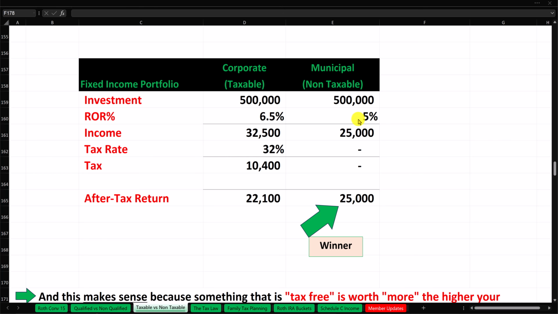We have a 150 basis point spread right here between these two income streams. That's what finance people like to say. They like to use the phrase basis point. So this is 150 basis points right here, or 1.5%.